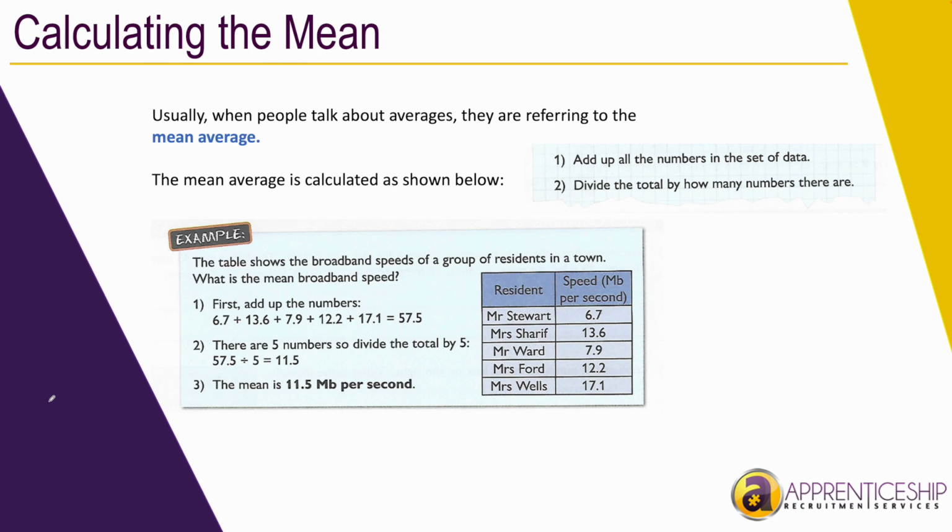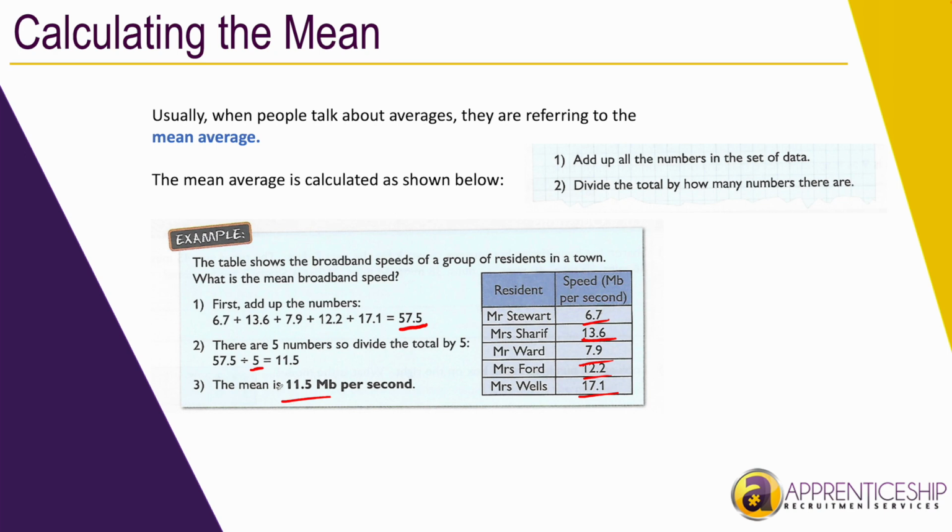So to start with, nice and straightforward, the mean. The mean, like we said, is the one where you add up all the data. In this example, we have the mean broadband speed. So we would add up all these broadband speeds, which would end up with 57.5. We'll then divide it by how many pieces of data we have. So 1, 2, 3, 4, 5. So we divide it by 5 and we end up with 11.5 megabytes per second.